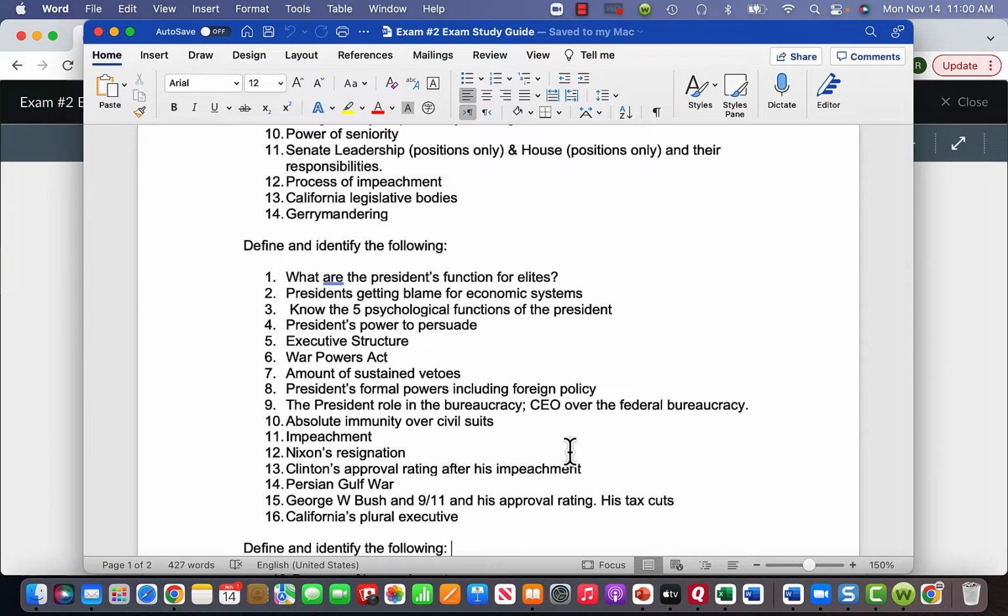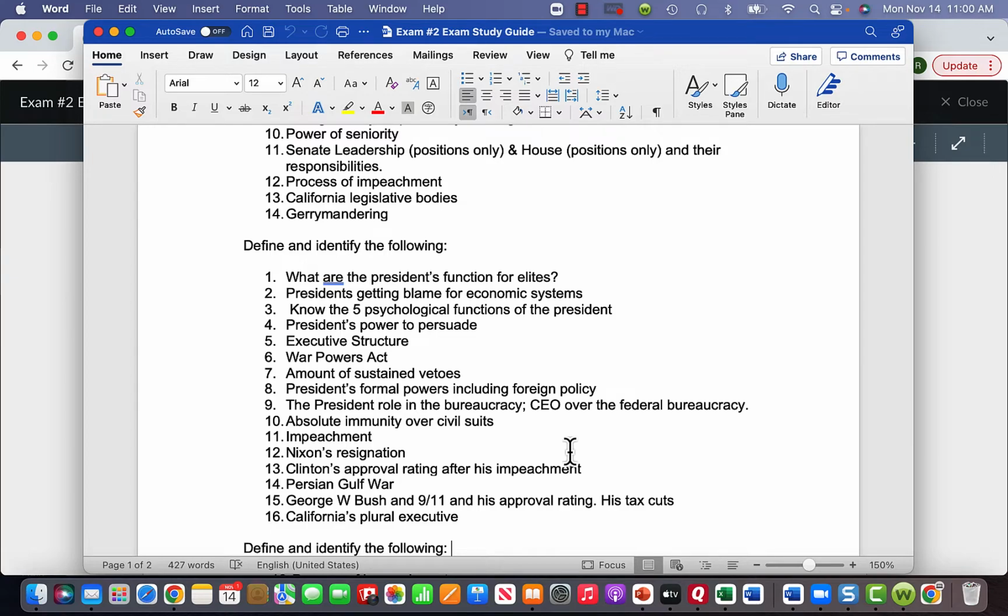Know the president's formal powers, including foreign policy. The executive order, which carries the weight of a law. The presidential ability to pardon. Just know the variety of them, and also that the president will nominate ambassadors and ministers, and they are the ones that help keep diplomatic relations with other countries.